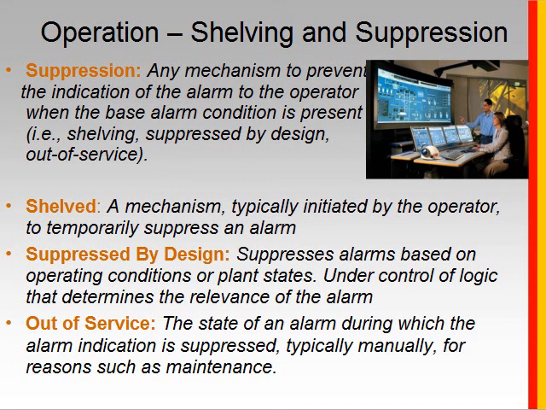The second type of suppression is design suppression, and this is when you use control logic, like we talked about, to enable or disable or hide, suppress alarms from operators based on plant states or equipment states or knowledge that you have thereof. The final mode of suppression is out of service. This is really a maintenance activity where the alarm is taken off of the operator's console basically for a long period of time to allow maintenance to be performed.